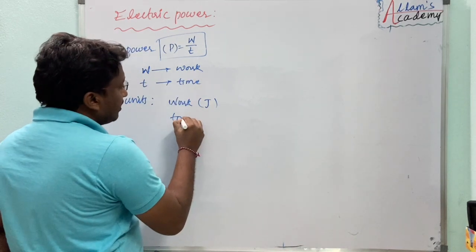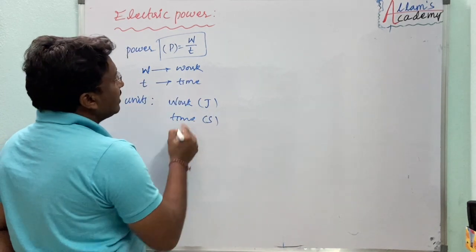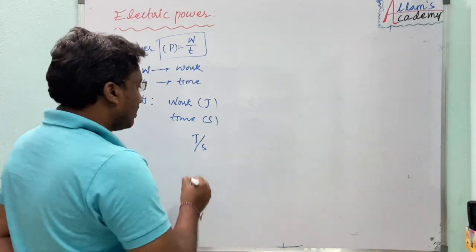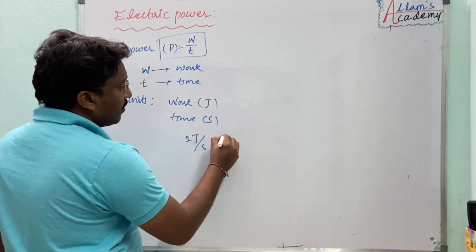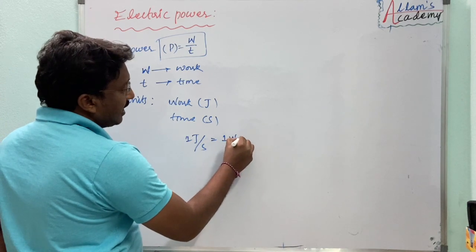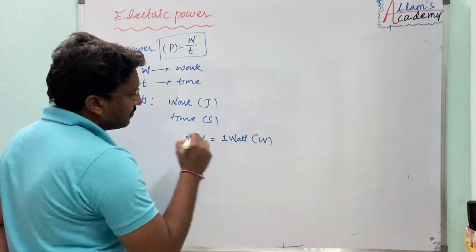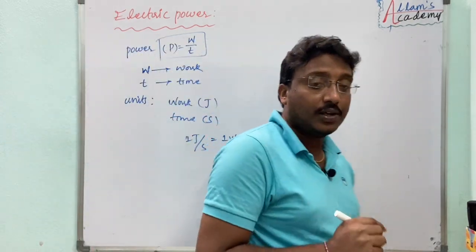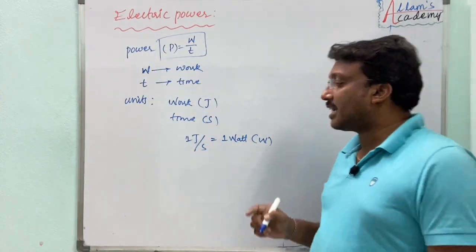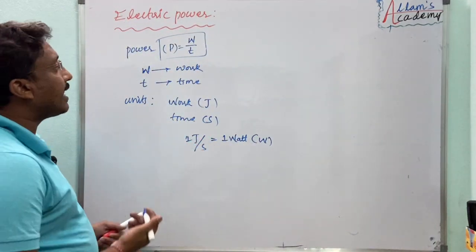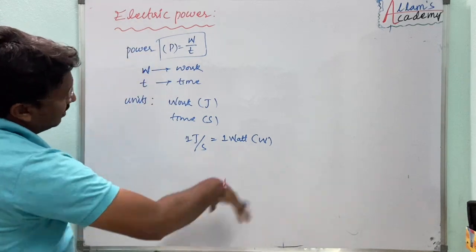Time units are seconds. That means joule per second. So 1 joule per second equal to 1 watt. We will designate it with W. Watt, W, in honor of a scientist. So that's why we take capital W. This is about the power.